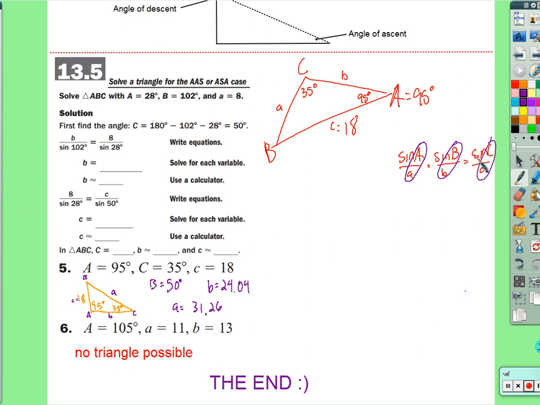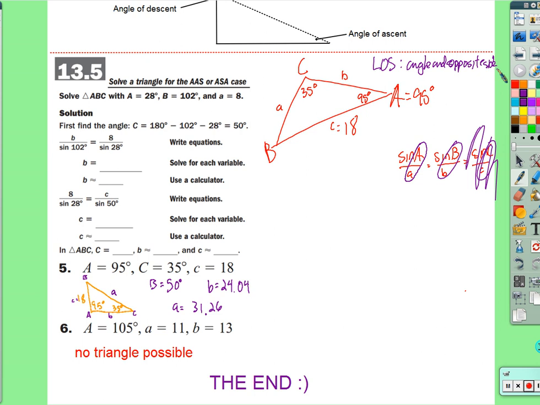To use the law of sines, I need to set up an equation with at least two of these fractions. With these two fractions, there's one, two, three, four variables. I need three of them known to solve for the fourth. So I at least need A and a or B and b, which means I need at least an angle and a side across from it. Those are the two things I need, and then something else, of course. I can't just have an angle and its opposite side, there needs to be one more thing. If you're given an angle and its opposite side, you're going to use the law of sines.